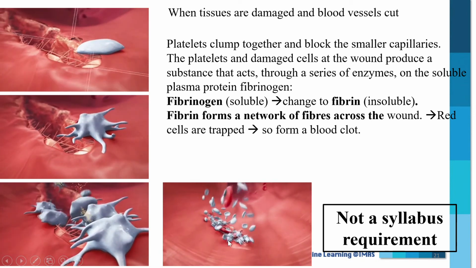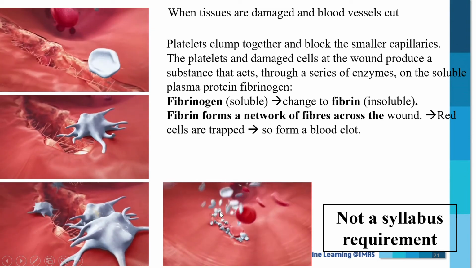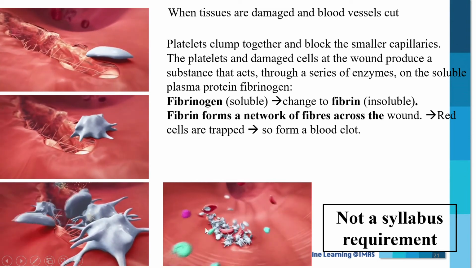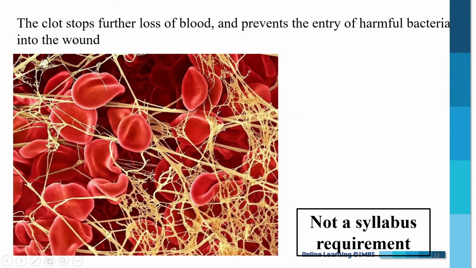Okay, so here you have another picture where more and more cells will join this wound to plug it. So this fibrinogen will make this fibrin. Okay, so you can see the network here, this net, it's trapping the RBCs, so the bleeding will stop.